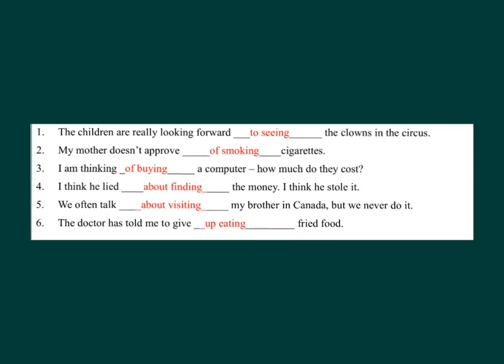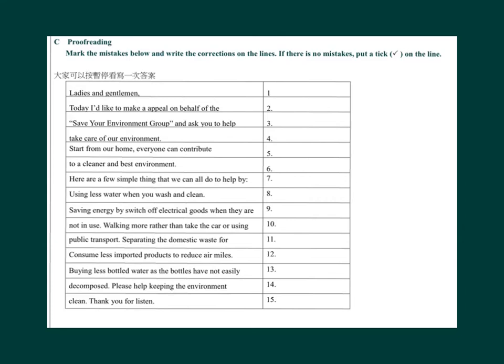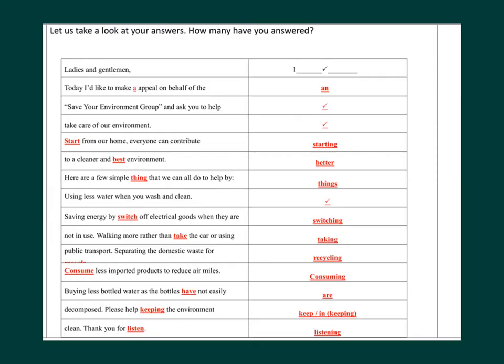Number 5. We often talk about visiting my brother in Canada, but we never do it. Number 6. The doctor has told me to give up eating fried food. C. Proofreading. Mark the mistakes below and write the corrections on the lines. If there is no mistakes, put a tick on the line. Let us take a look at your answers. How many have you answered?